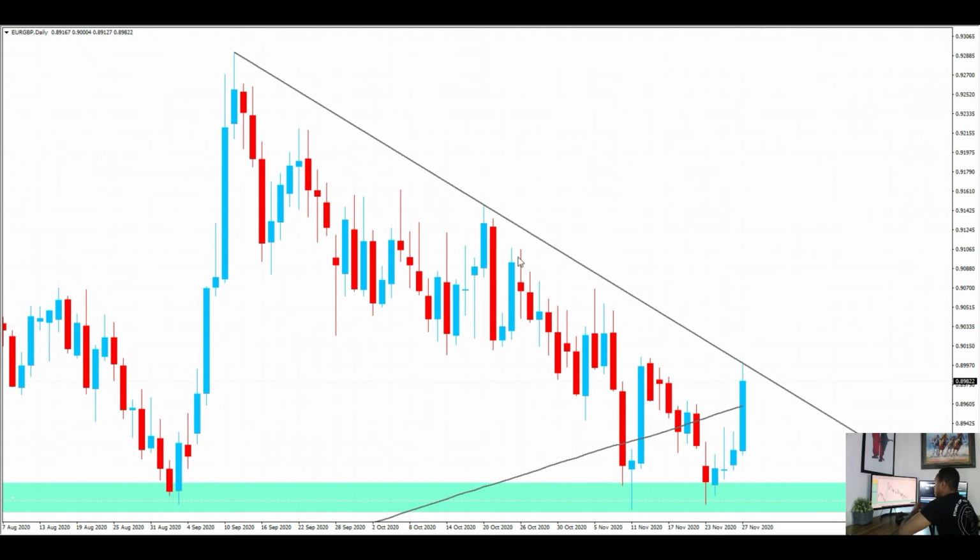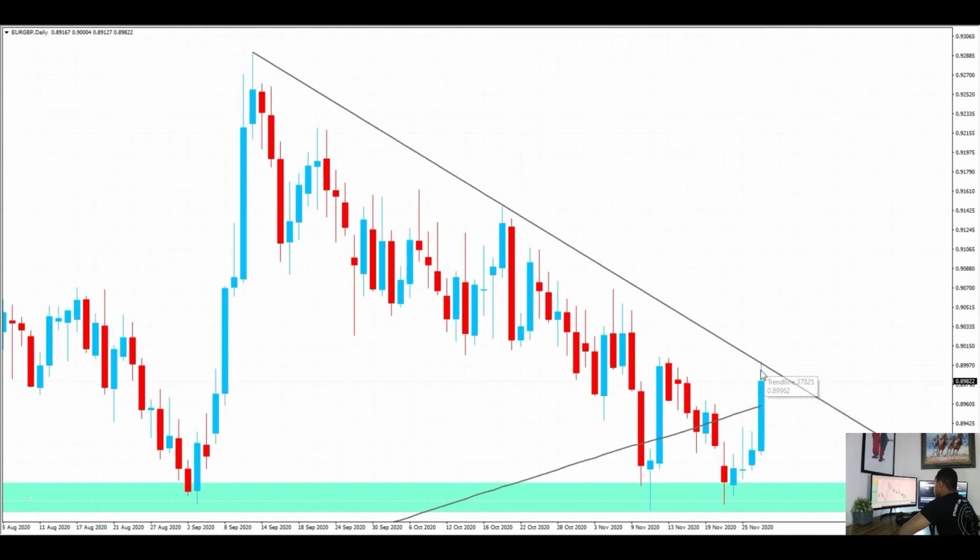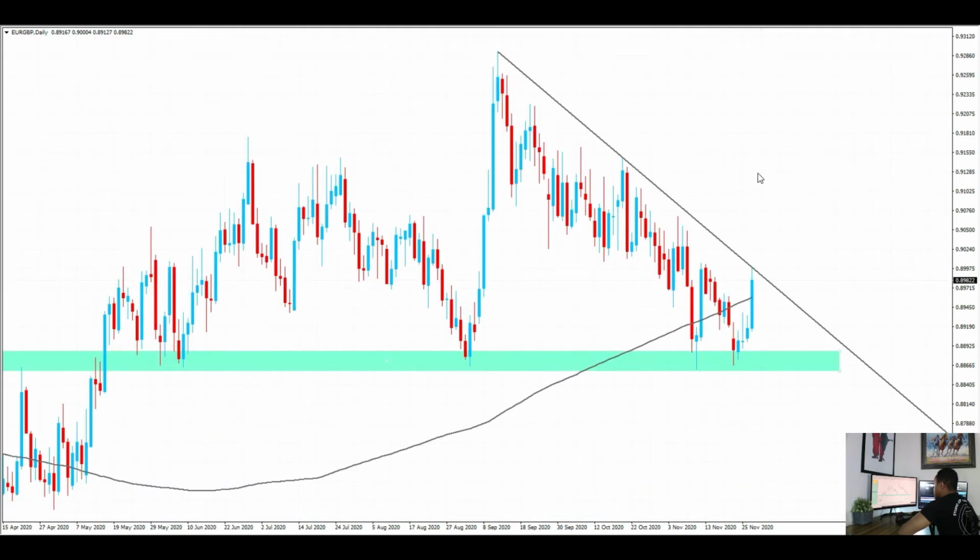You can see if I connect the highs of the channel, initially a test there, second test there, and then we had a third test almost to the pip on the daily chart there for Friday, and you can see we slightly pull back from that same area. So if we see price break above this area, we can potentially be seeing a longer move to the upside.